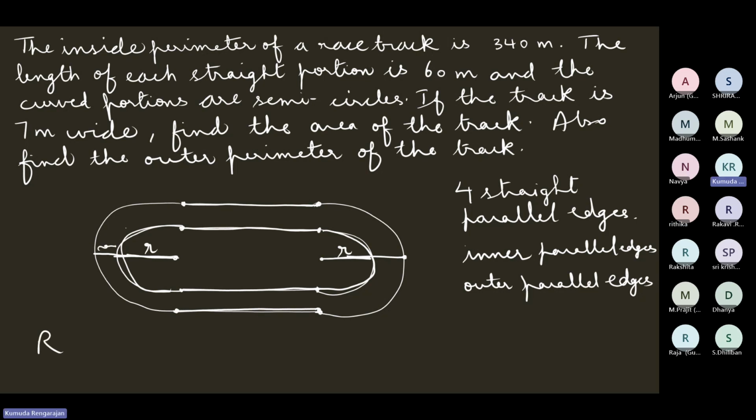Now this one is called the width of the track. The track has a uniform width everywhere. This is the width of the track, where the athletes run, you know.